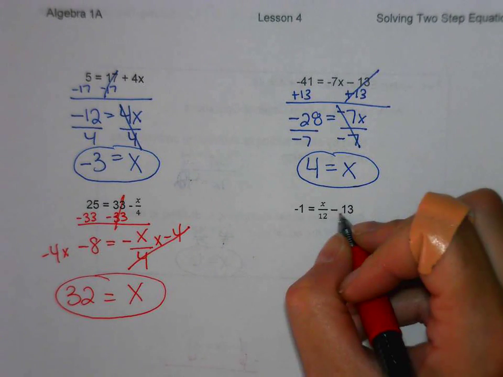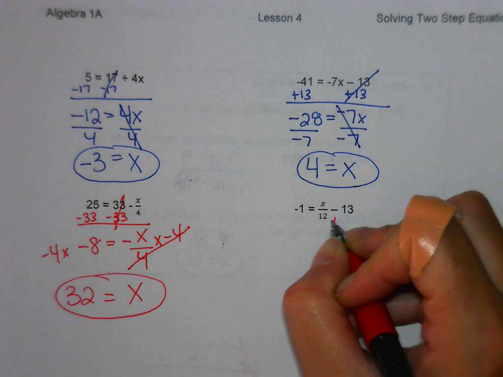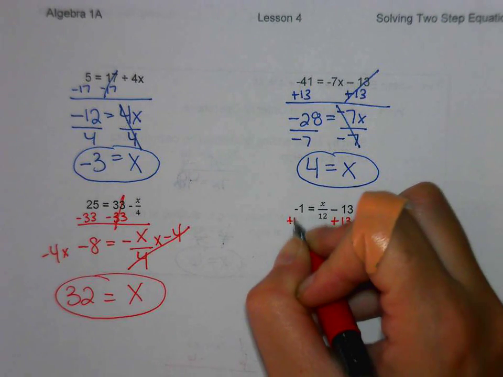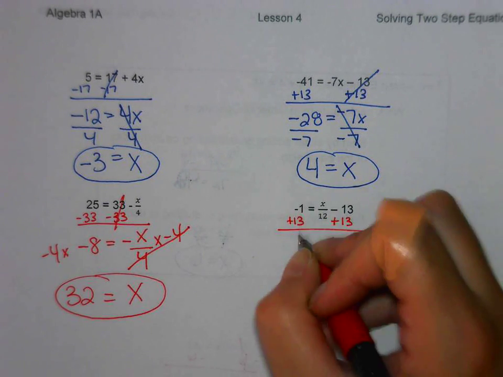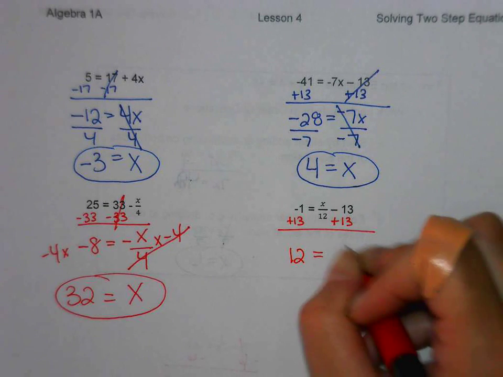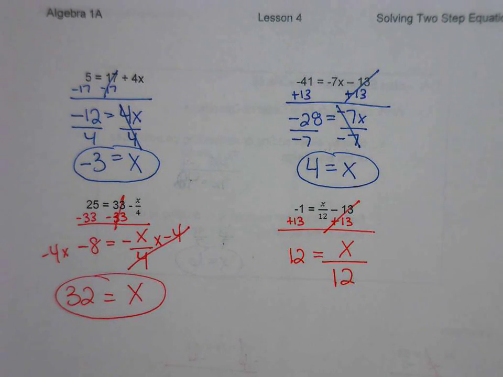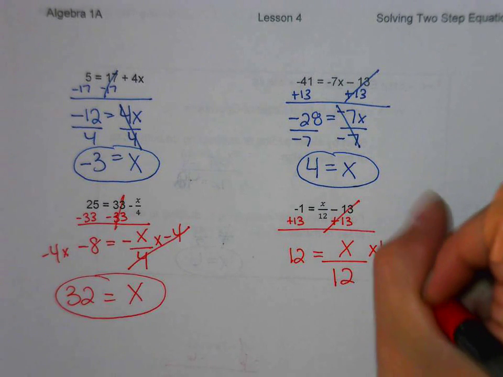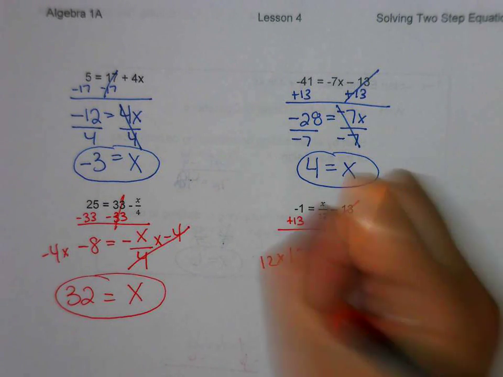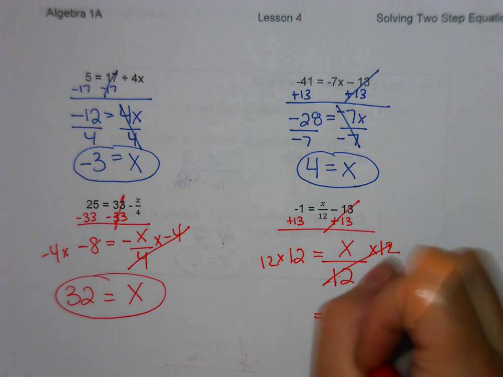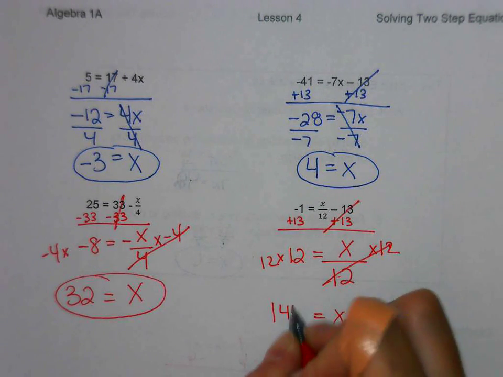Last problem. Here we're subtracting 13, so we want to add 13. Negative 1 plus 13 is 12. We're left with x over 12. Negative 13 plus 13 is 0. So now we can multiply both sides by 12. So 12 times 12 is 144.